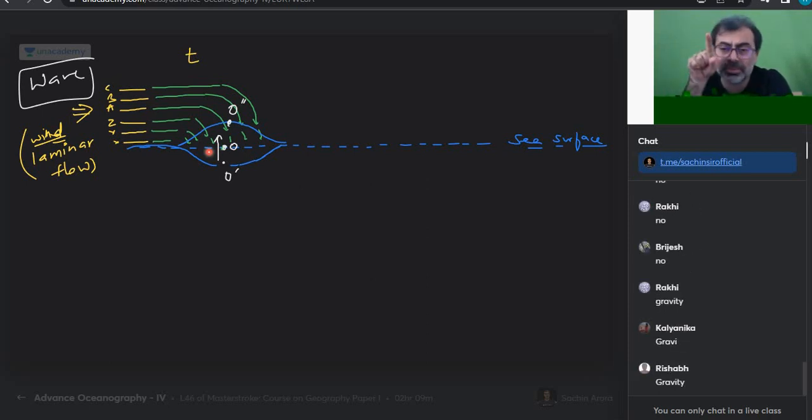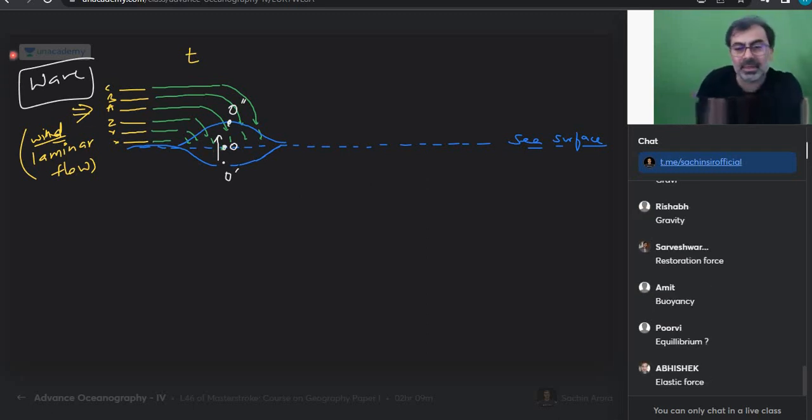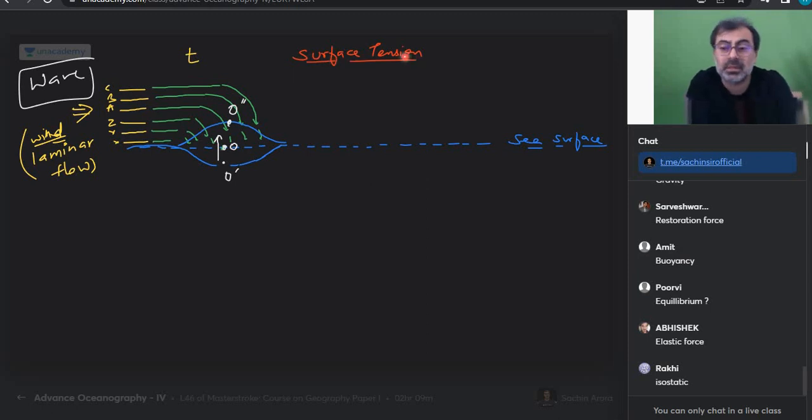Gravity. Gravity causing it to go up. Think about it. Gravity causing it to go up. सर्वेश्वर restoration force. कहाँ से लाए भाई? जोमेटो पे है क्या? Restoration force. Amit is saying buoyancy. Puru is saying equilibrium and a question mark. Elastic force, restoration force, equilibrium. Surface tension. Isostatic, yes. Isostatic. Lithosphere यहाँ लगा रहा है.